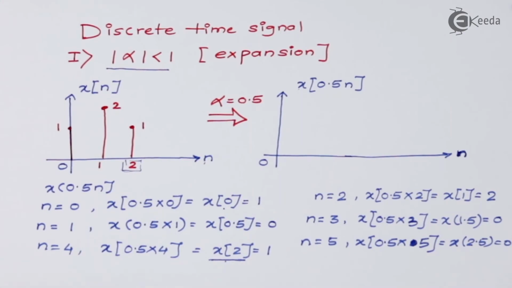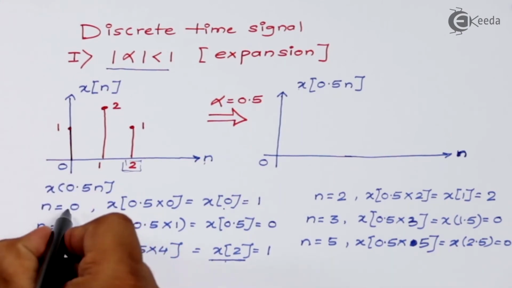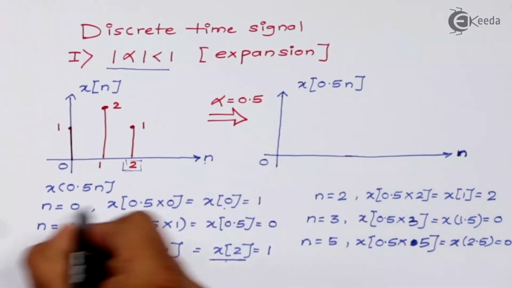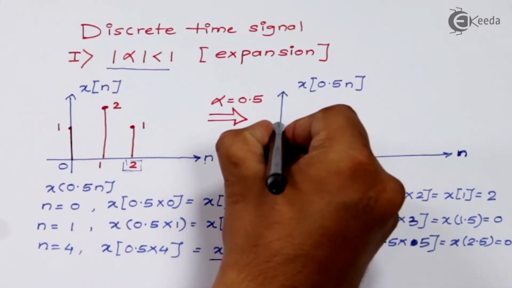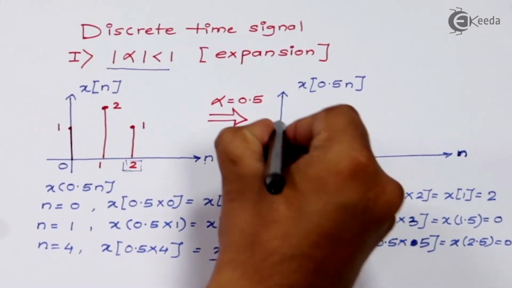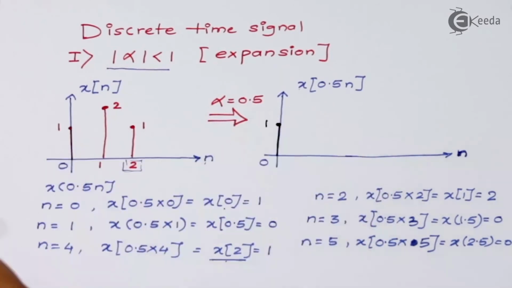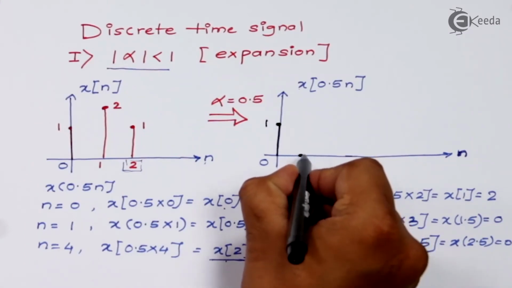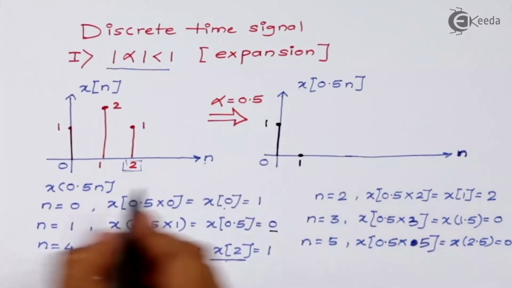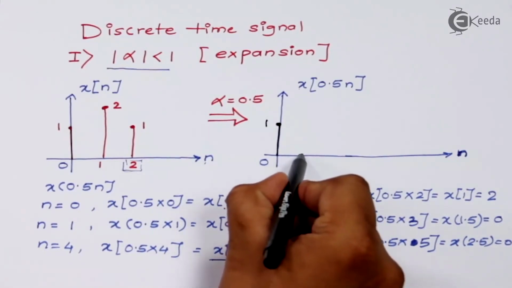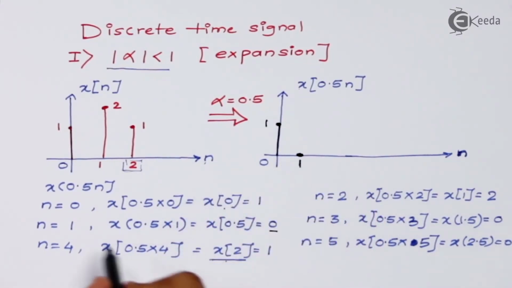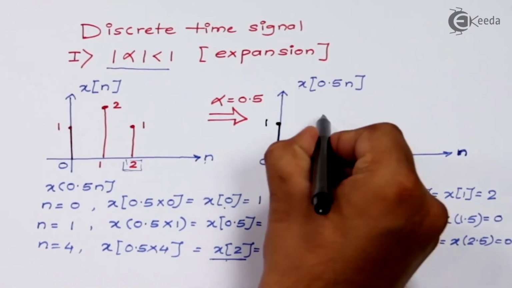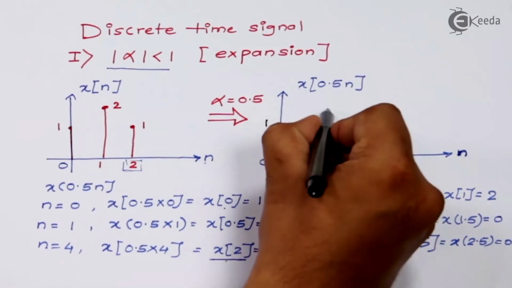So now we'll place all these values one by one. First of all, we'll substitute 0, 1, 2, 3, and the last one is 4. So at n equals 0, the amplitude is 1. Now at n equals 1, the amplitude is 0. So I'll write at 1, amplitude is 0. This is the place 1, and this dotted line represents amplitude 0. Now for n equals 2, the amplitude is 2.